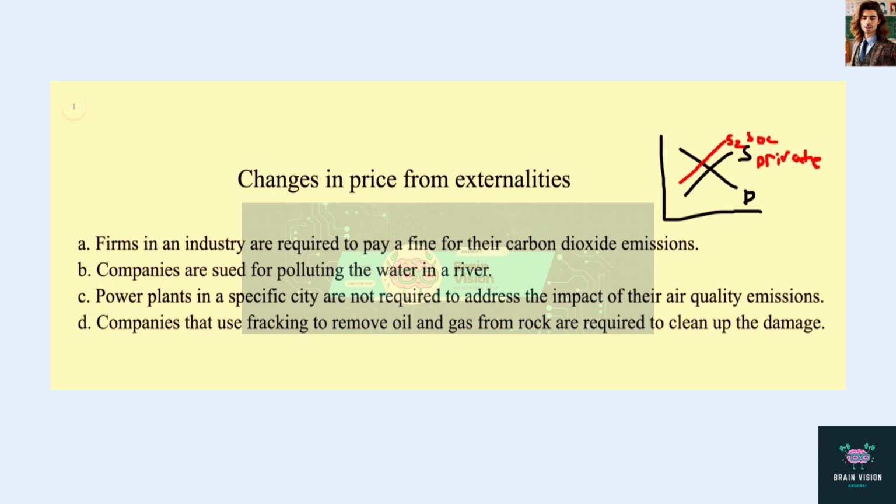Now C, power plants in a specific city are not required to address the impact of their air quality emission. Well, if they're not required to address the impact of this air quality emission, then they're not going to do anything. Supply is not going to increase, it's not going to decrease. Price will remain the same. Now D, companies that use fracking to remove oil and gas from rock are required to clean up the damage. Once again, this is a way to fix that externality, make up for it, reduce its impact. It's going to decrease supply, which in turn is going to increase price.